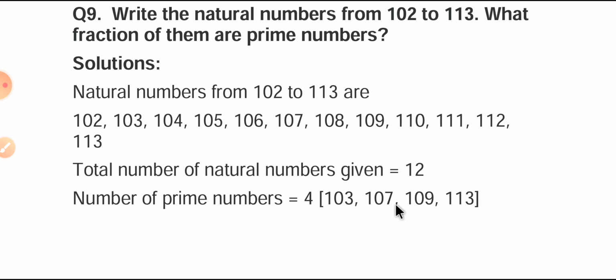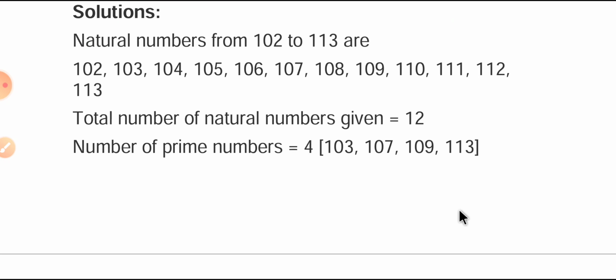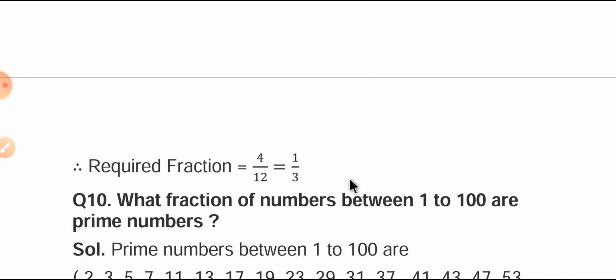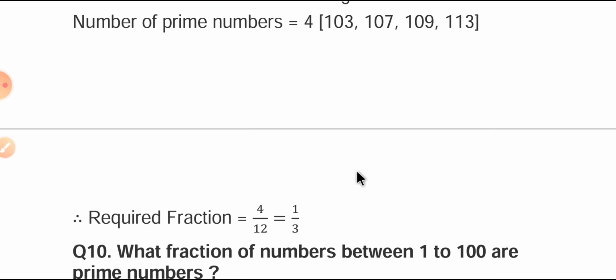Now out of this you have to find the prime numbers, and we know that prime number means having only two factors, 1 and itself. So the number of prime numbers from 102 to 113 is only 4, which are 103, 107, 109 and 113. Now we have to find the fraction.